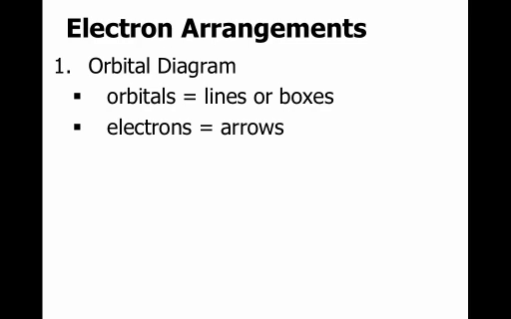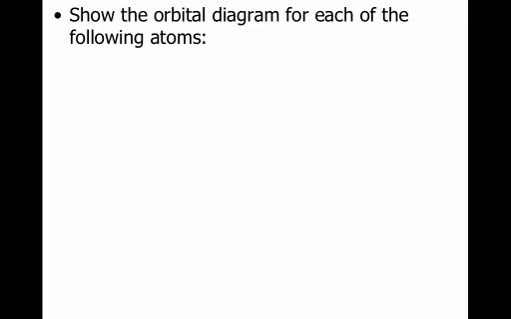In the last set of notes we talked about the s orbitals, the p orbitals, the d orbitals, the f orbitals. This time we're going to show how those electrons actually arrange themselves within the orbitals. In this type of diagram, the orbitals are shown as lines or boxes, and the electrons are shown as arrows. As we do this, we're going to follow the Aufbau principle.